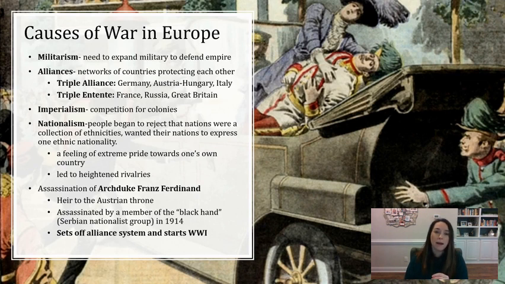He was assassinated by members of the Black Hand. The Black Hand were a Serbian nationalist group. So not the nation of Serbia, but instead think of them as like a terrorist organization. There were ethnic Serbians living in the Austro-Hungarian Empire. They wanted those boundaries to change so that they could be a part of the Serbian nation. So think of them as a terrorist group that killed the future king of Austria-Hungary. Okay, that's going to set off the alliance system.